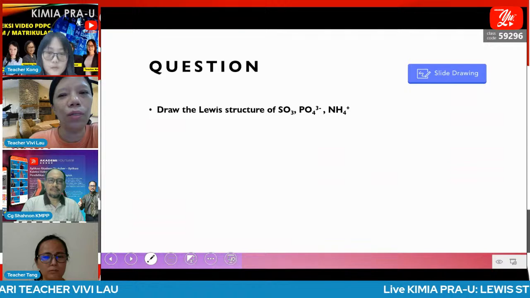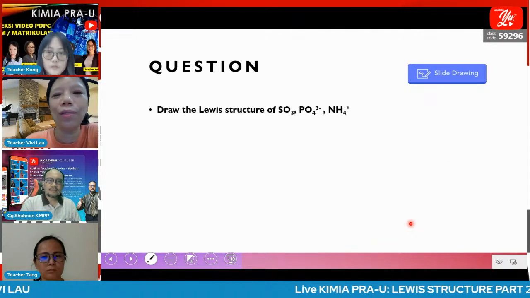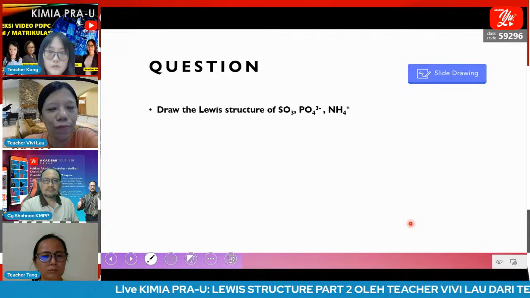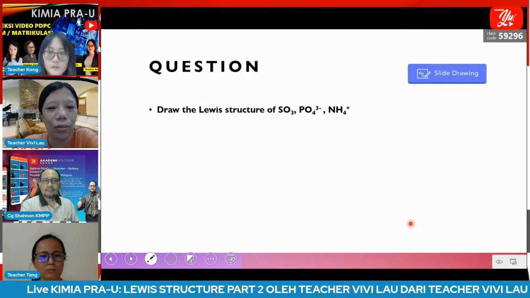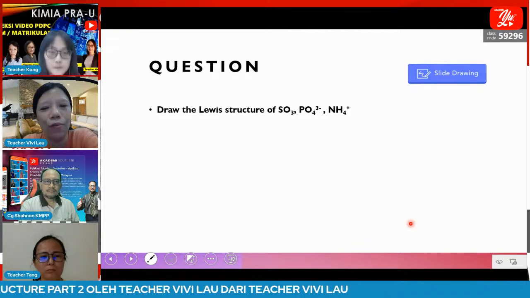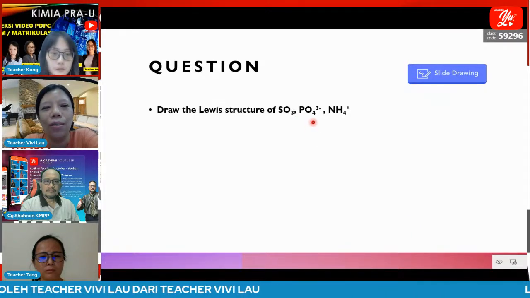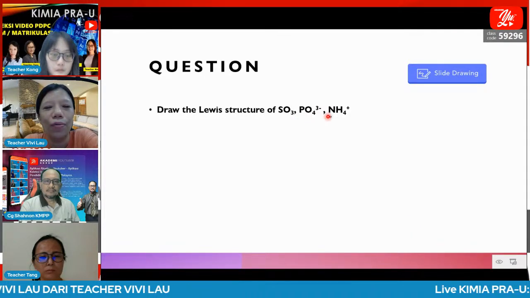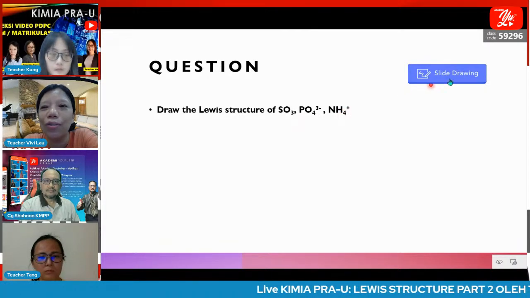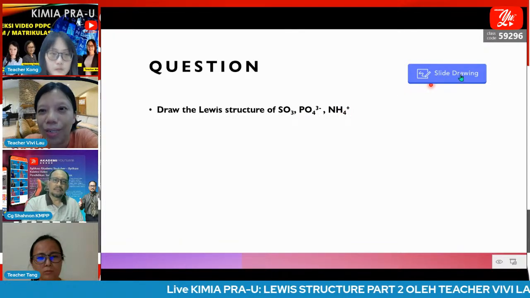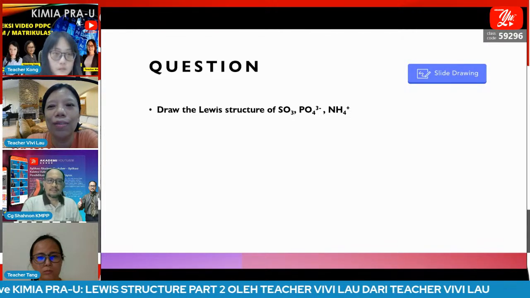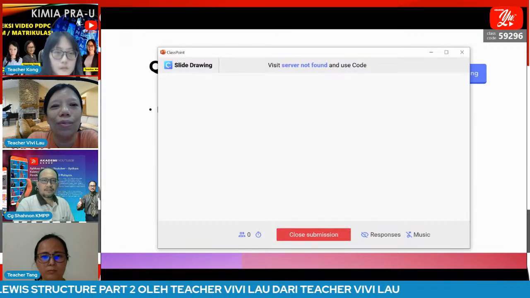Okay, so now a question. Try to draw the Lewis structure for these 3. We have a neutral molecule, sulfur trioxide, and the phosphate ion, a negative charge ion, and a positive charge ion, the ammonium ion. So you can enter this one.